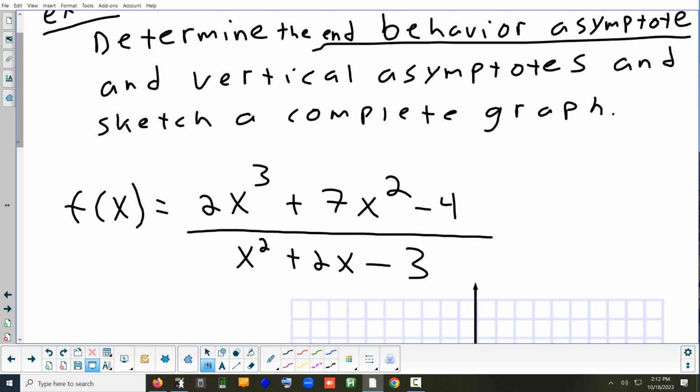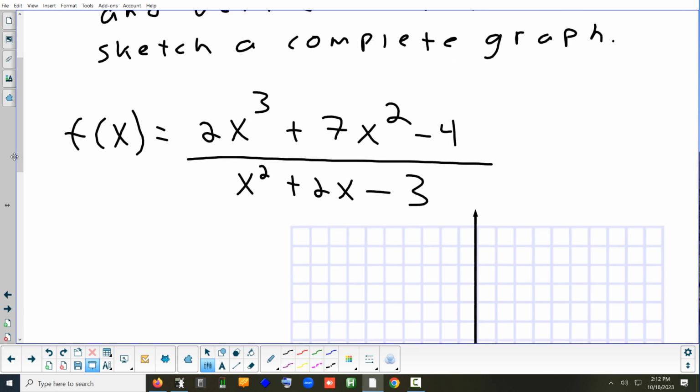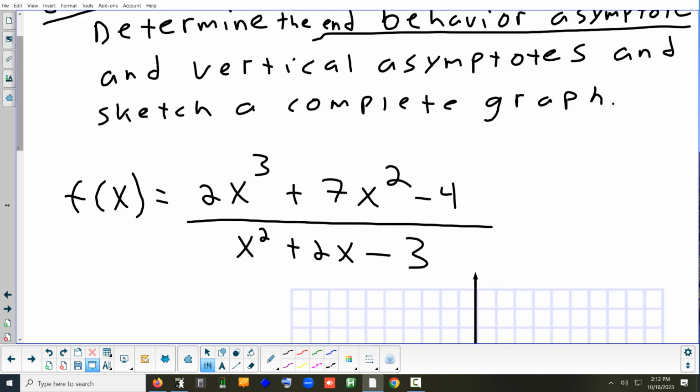Right, so how do you find the end behavior asymptote? What do you have to do? Long division. Yep, you have to do the long division. So we're going to put x squared plus 2x minus 3. It looks like it could be kind of bad because there's 3 terms in the top, 3 terms in the bottom, but they're only 1 degree apart. So that's actually going to make it not that bad. Okay. So x squared plus 2x minus 3.